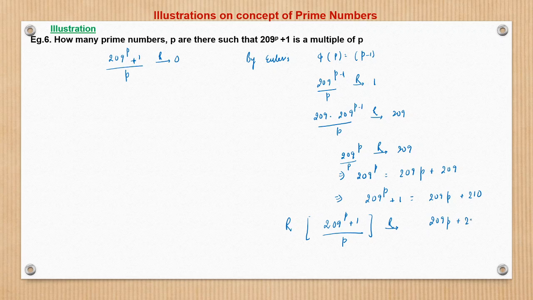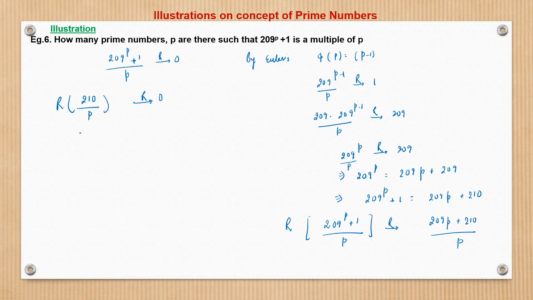209p plus 210 by p. This will cancel out. So basically it boils down to the remainder of 210 by p. And if this has to be a multiple, the remainder should be 0, so that this is a multiple if r is 0. So the remainder will be 0 only when 210 is a multiple of p.